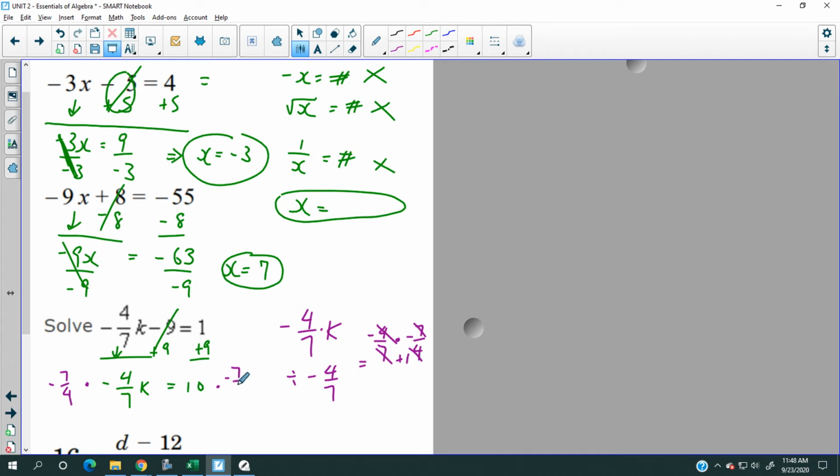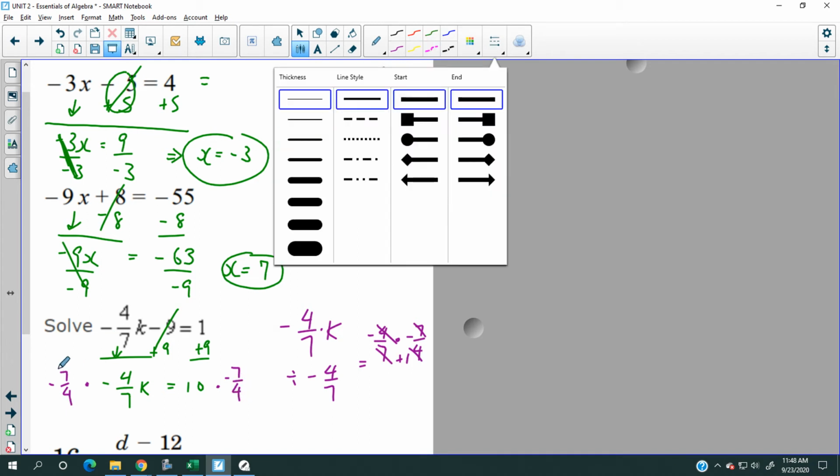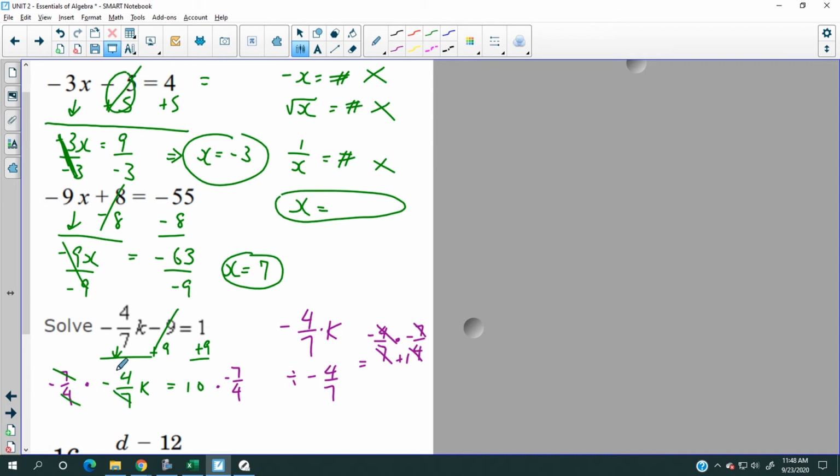Same thing here. Let's go back to the green. Look, watch this. Cancel, cancel, cancel, cancel. The 2 negatives become a positive. That was my favorite part of the day. All right, so k. Now here I can do 10 times -7, -70/4. But let's at least simplify it.